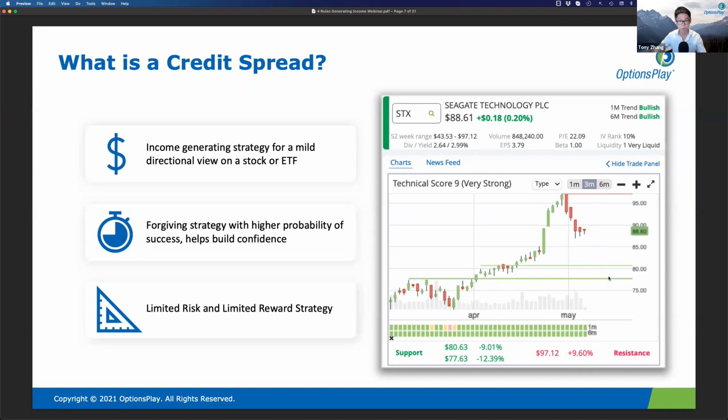A credit spread is just, you have a general mild view. You can actually be somewhat wrong in that view and still be profitable. And that's why it's a strategy that a lot of investors who are starting out prefer, because it's what I call a very forgiving strategy. So if you're right on the direction, you'll profit. If you're wrong on the direction, you still have an opportunity to be profitable. So it's a very high probability of success trade.